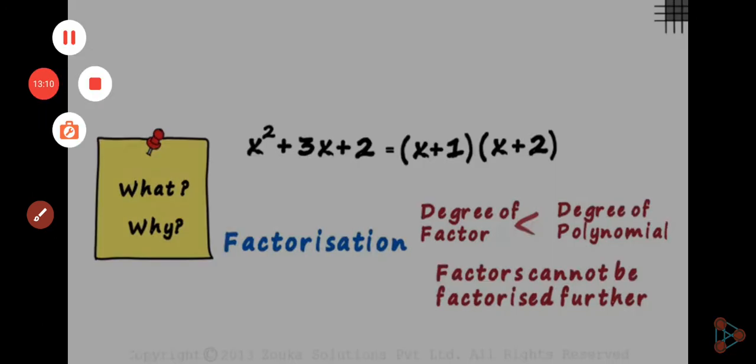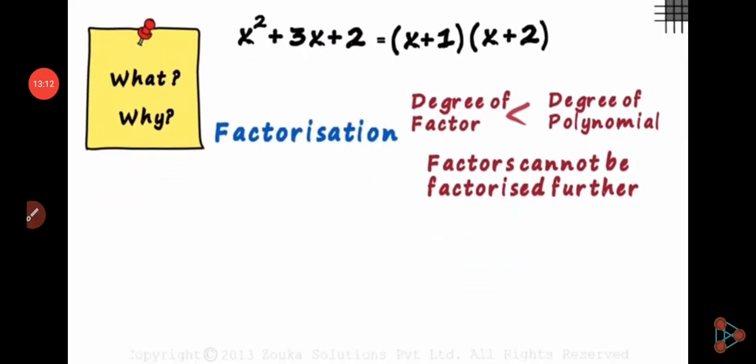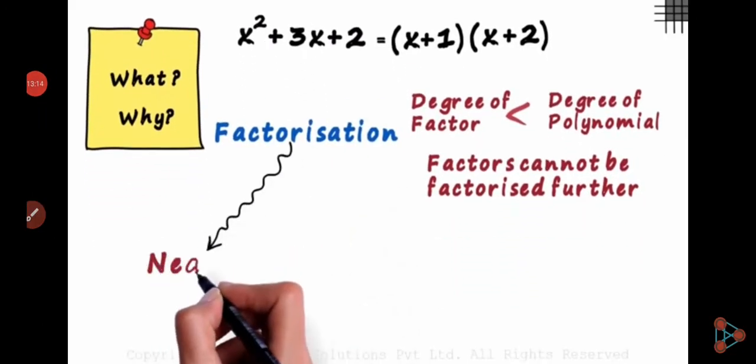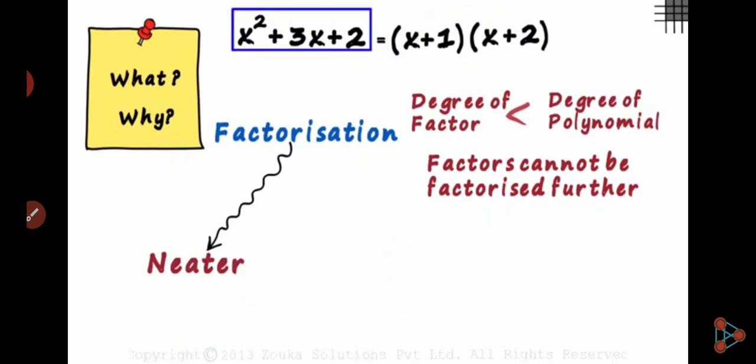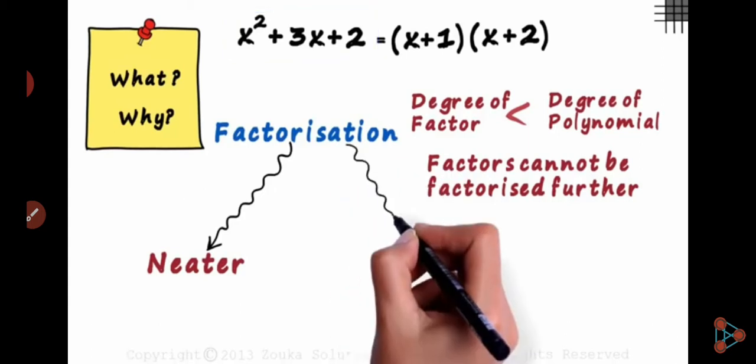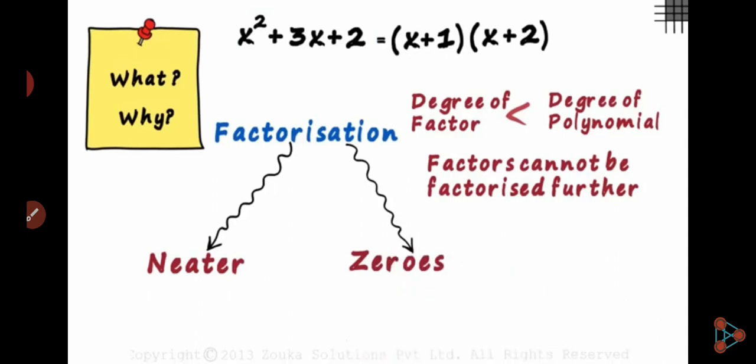So why do we factorize? See, this is the answer. x plus 1 and x plus 2 is a simpler way to write x square plus 3x plus 2. It is so nice and neater. And second, it gives us the zeros of the polynomial.